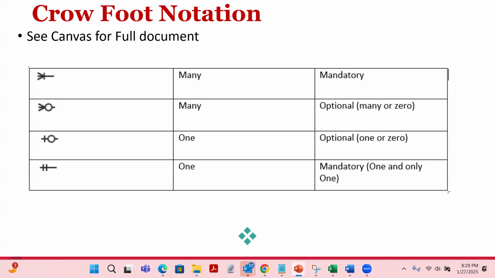There is also a vertical line and an empty circle, which means it's one and optional. So it's one or no instances. And then for one mandatory, there are two vertical lines. The first one represents one, and the second one states that it's one and only one. Okay.